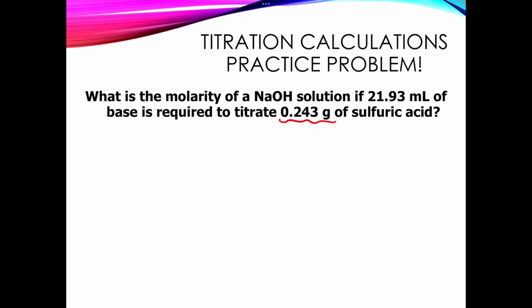So you'll need to use that mass and the molar mass to turn grams into moles, and then you can use your mole ratio to turn moles of sulfuric acid into moles of sodium hydroxide, and then use the molarity equation to determine the molarity of sodium hydroxide. All right, so go ahead, give this a go, and then come back when you're ready to see the answer.